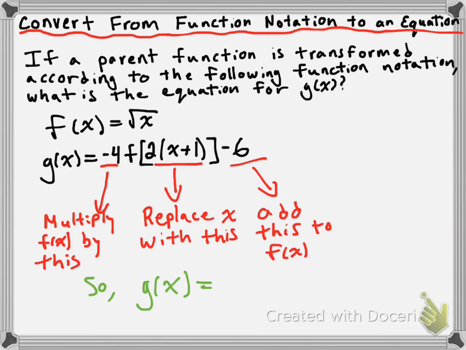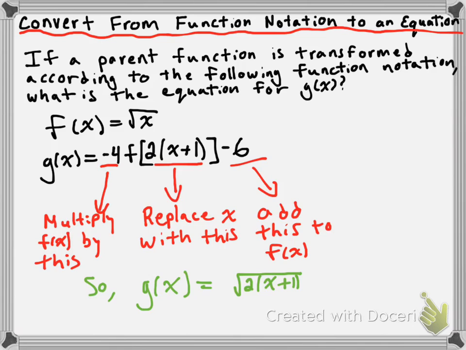So g of x, the equation of g of x, okay, well again, first thing that we're doing is we're going to take our parent function, f of x is equal to the square root of x, and we're going to replace x with 2x plus 1. Because remember, we're in the function notation here, we have f of 2x plus 1. That means replace x in your parent function with 2x plus 1. So we're going to get the square root of 2x plus 1. So we took the square root of x, which is our parent function, replaced x with 2x plus 1.